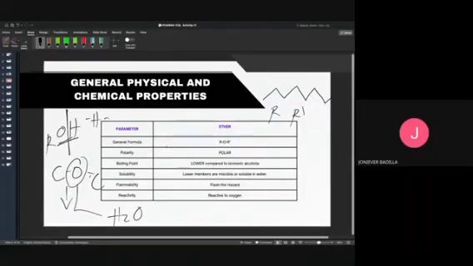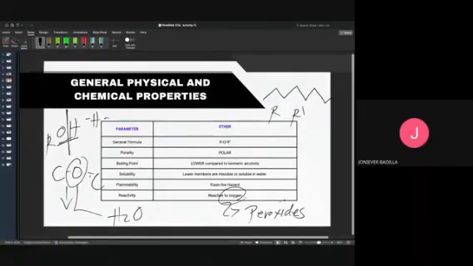So for your ethers, they are recognized to be a flash fire hazard, meaning they are highly flammable. Now for the reactivity, they usually react with oxygen to form what we call peroxides, which we will be presenting later on under the specific chemical reactions that your ether will undergo.